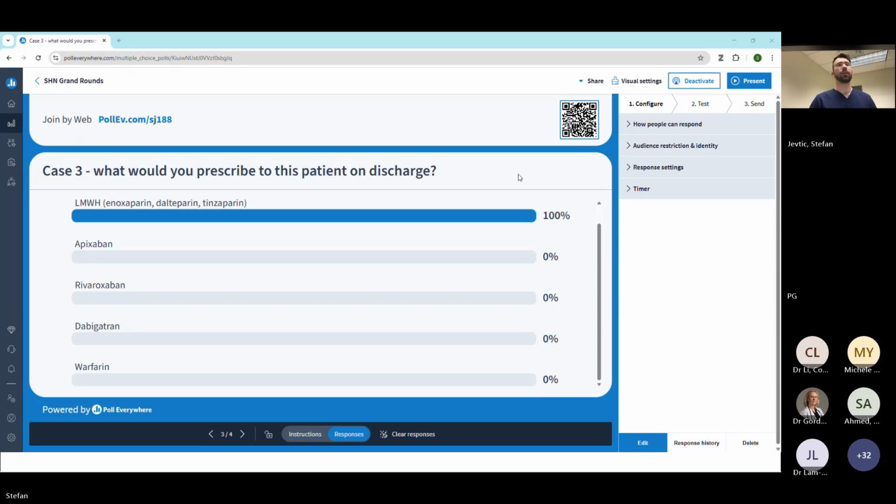Okay, so majority so far continue on the enoxaparin, but some saying we could go with a DOAC. Okay, more in favor of the enoxaparin. Good. All right. This will be a good discussion, I hope.